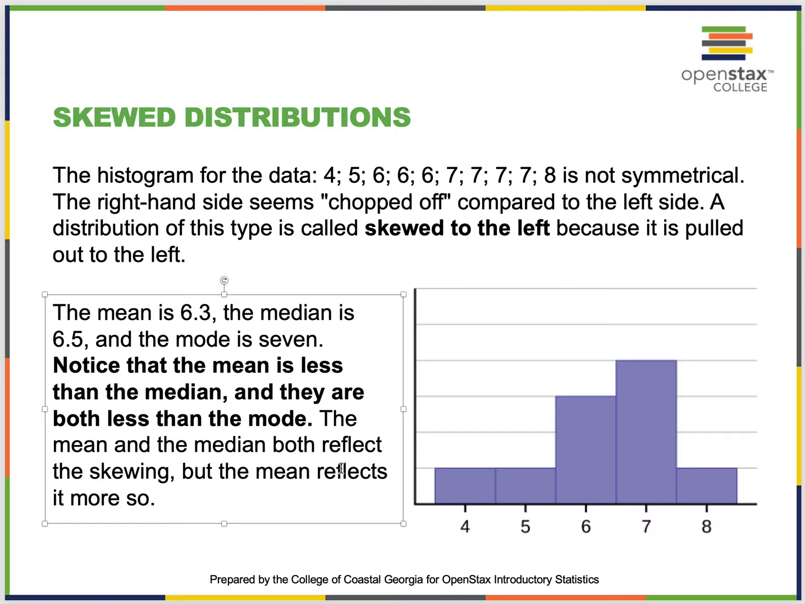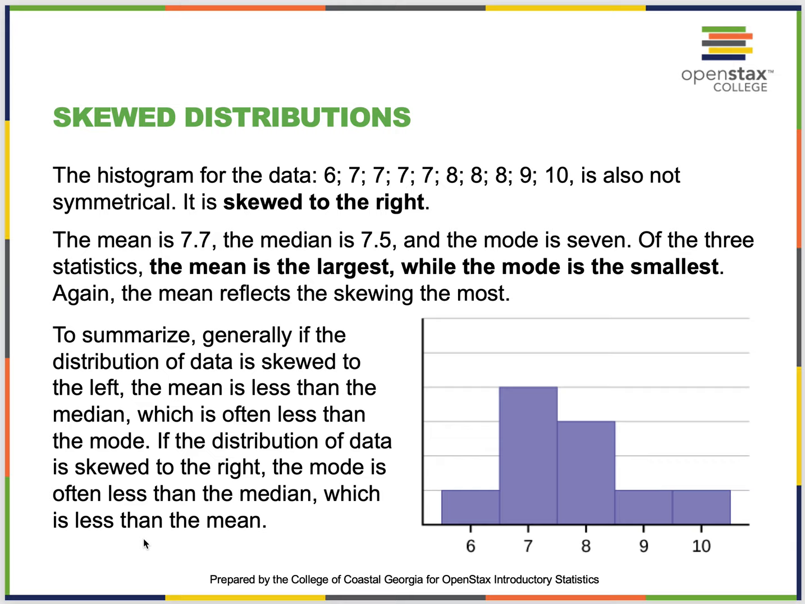And if we go one more. If we look at it another way, almost the same kind of graph, the mean is 7.7. So you have 6, 7, 7, 7, 8, 8, 8, 9, 10. The mode is going to be 7 again, because there's only one with four things. But the mean is 7.7, the median is 7.5, and the mode is 7. So the mean is greater than the median, is greater than the mode.